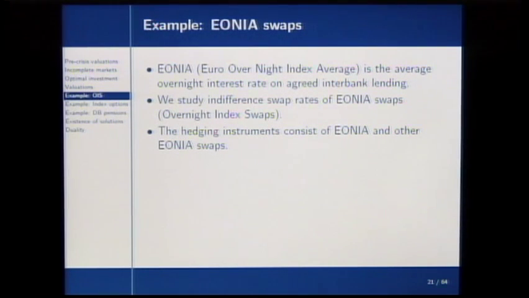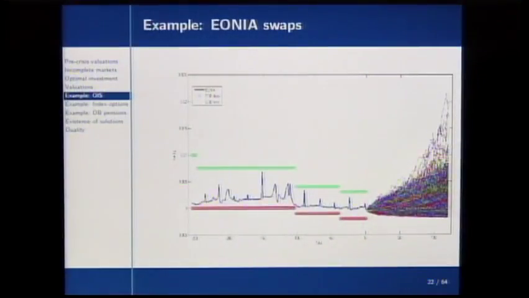And we are doing this indifference pricing for these. The hedging instruments here will be the investments in this overnight index as well as swap contracts that are available in the market for this overnight index. Then we are trying to find the indifference swap rates for other, maybe OTC, swap rates.